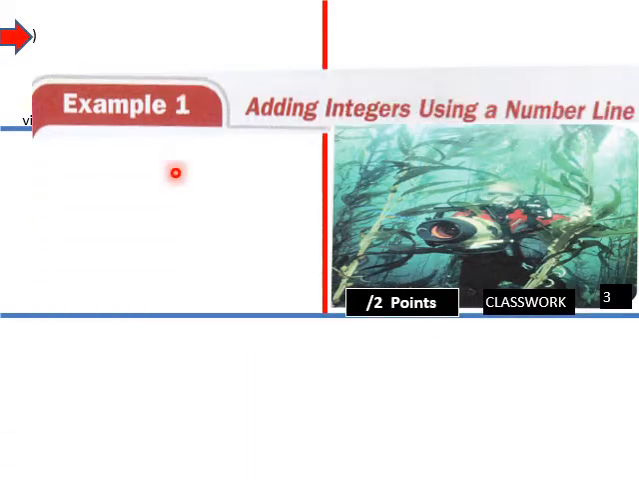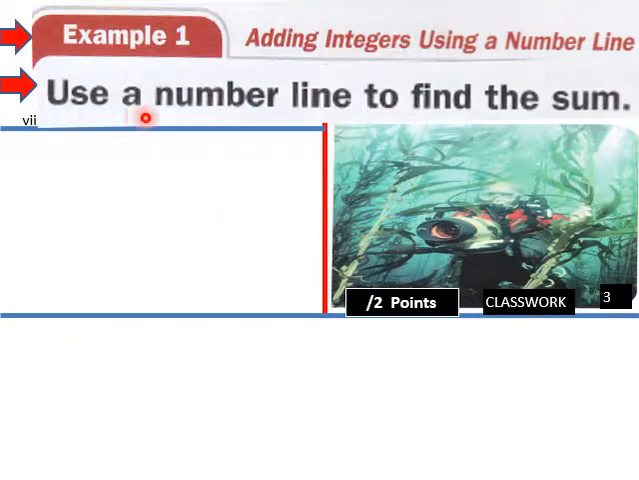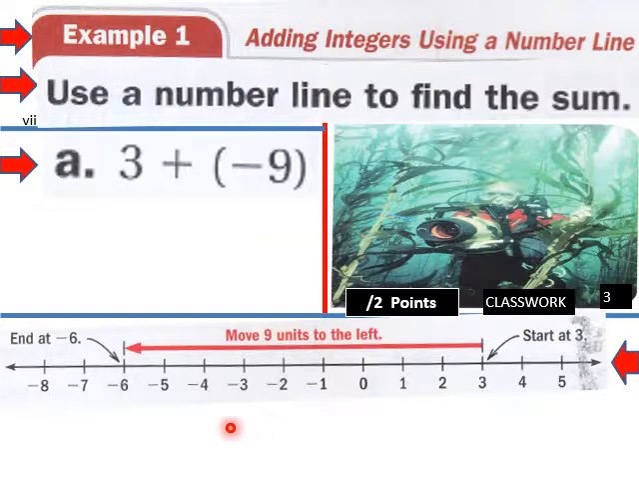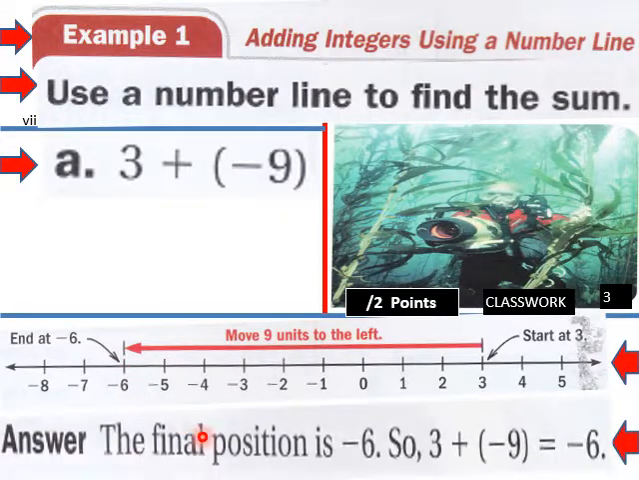Okay, let's try one now. Adding integers is using a number line to find the sum. So let's use a number line to find this sum here, 3 plus -9. We start at 3, and then we add a -9. That means we go 9 units to the left, and we end up here at -6. So 3 plus a -9 would be a -6, correct? So the final position is -6, so 3 plus -9 is -6.